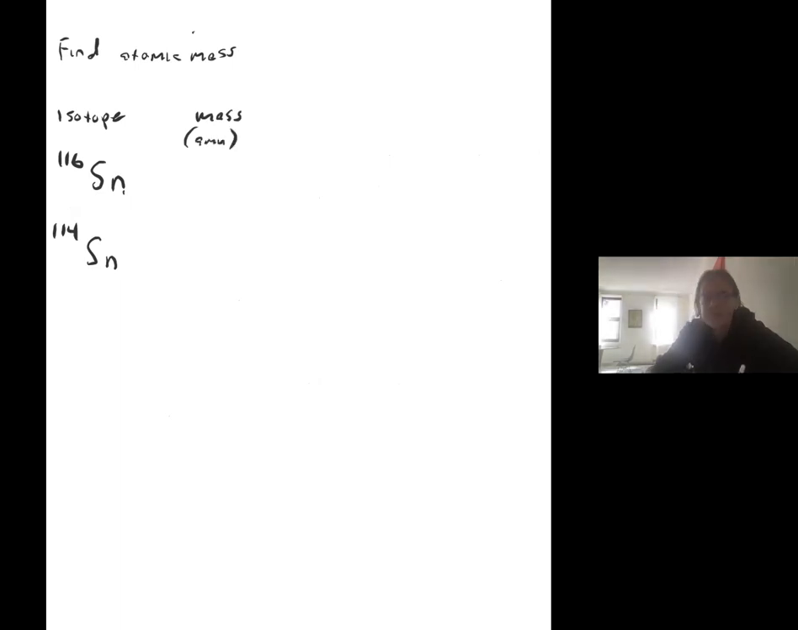So 115.90 and 113.90. Okay, and then they give you what's called the relative abundance. And this will be a percentage.